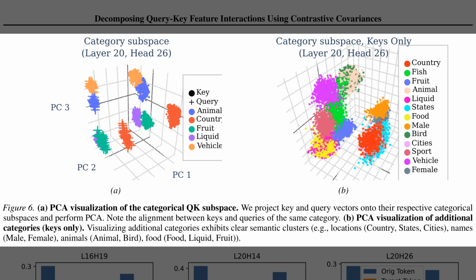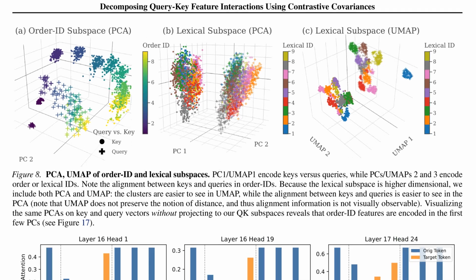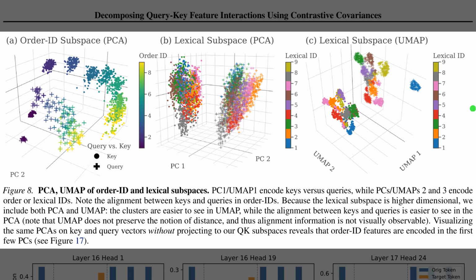Then, Panel B expands this to 13 categories, showing that these distinct semantic clusters are a consistent feature of the model's internal representation. Well, while the previous figure looked at semantic categories, Figure 8 digs into binding mechanisms, specifically how the model links objects to positions.